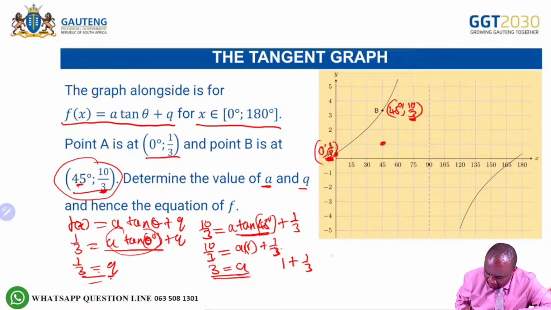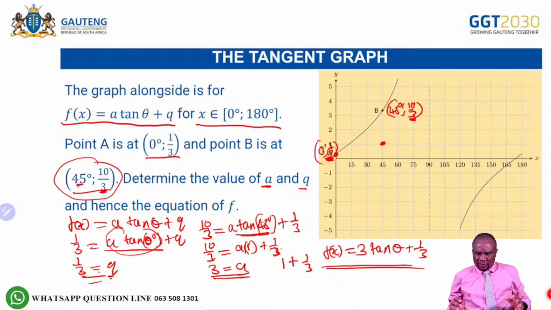So it means our graph is going to be, now confusing me, it's fine. Let's just put the value of A and the value of Q. So it means f of x is equal to 3 tan theta, then plus 1 over 3. Okay. I'm not sure what I wanted to investigate there, but it's fine. So now we have the value of A, we have the value of Q. That's the equation there. Okay?